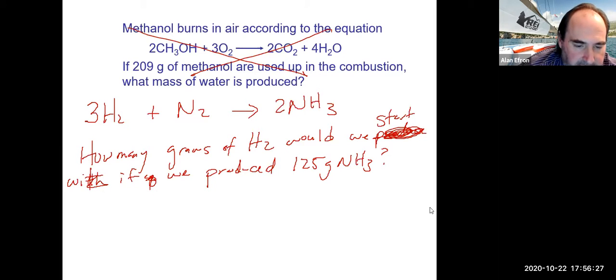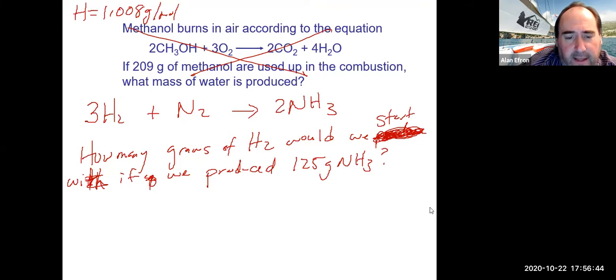All right, with my bad scribbling here, obviously end of the week, can't write anymore. So we want to know how many grams of H2 we would start with if we produce 125 grams of NH3. And again, some numbers that would probably be helpful: 1.008 for hydrogen and nitrogen 14.01. So take a couple of minutes here and see what you come up with.